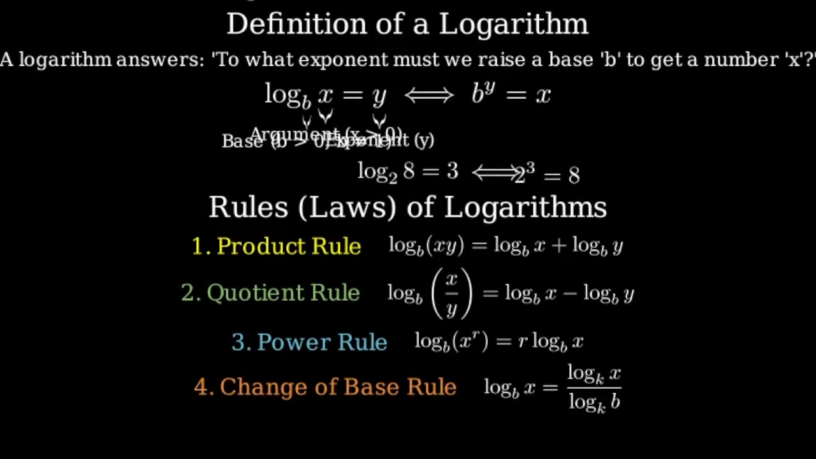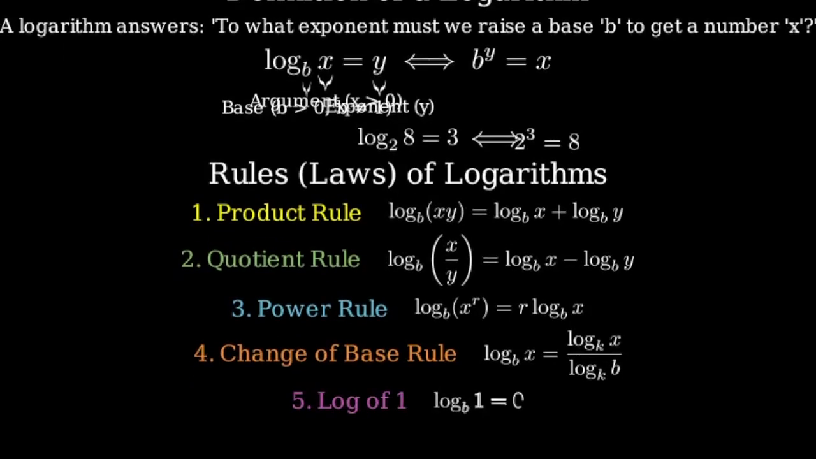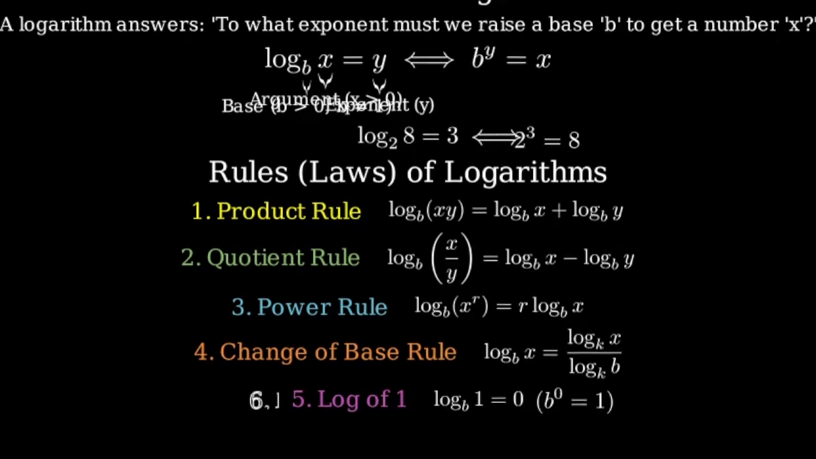Fifth, the log of 1. The logarithm of 1, for any valid base, is always 0. This is because any base b raised to the power of 0 equals 1. Sixth, the log of the base. The logarithm of the base itself is always 1. This is because any base b raised to the power of 1 equals b.